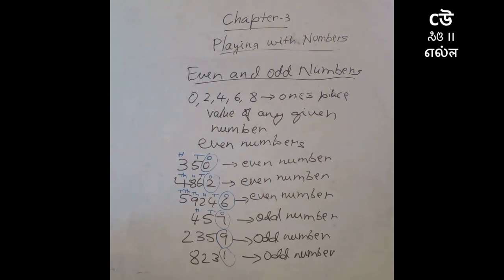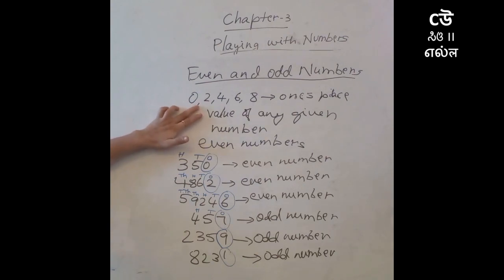The first method is by dividing the given number by 2. If you get the remainder as 0, then you can tell it as an even number. Otherwise, if you get a remainder other than 0, you can tell it as an odd number. The dividing method is very complicated. It takes a very long time to solve. So the other easy method is by seeing the ones place value for a given number.